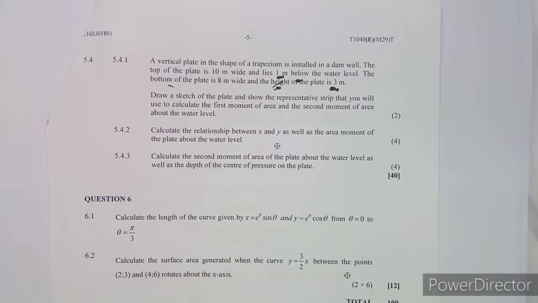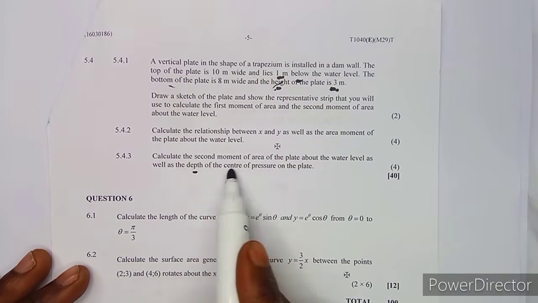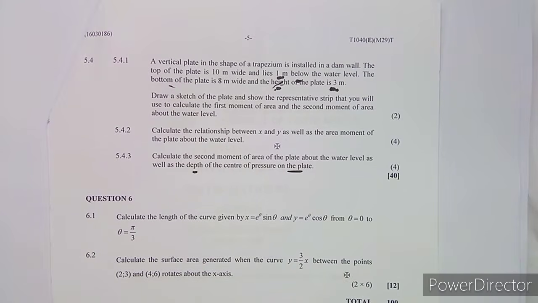The next question is to calculate the second moment of area of the plate above the water level as well. Take note, there are two things asked here: the second moment of area as well as the depth of center of pressure on the plate. All right, so what are we going to have on the second? Let's just write here 4.3.